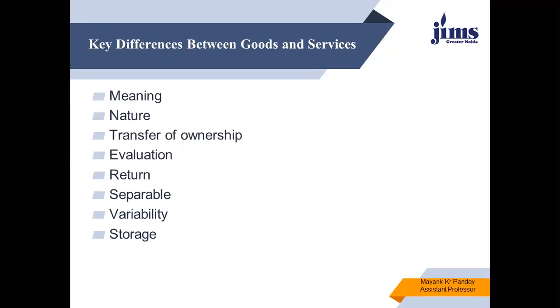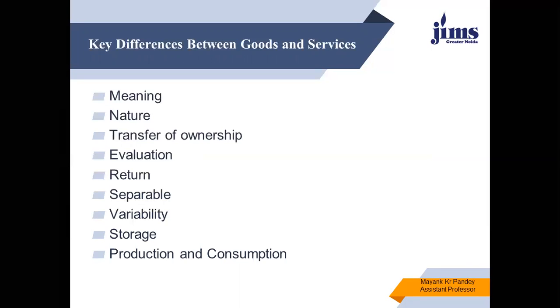Storage of goods is possible while we cannot store services. And the last one is production and consumption. Production and consumption take place separately in case of goods, while there is no possibility to separate production and consumption in case of services. So these are the key differences between goods and services. By keeping these points in mind, you will be better able to remember the basis of differences, and you can easily differentiate between these two.